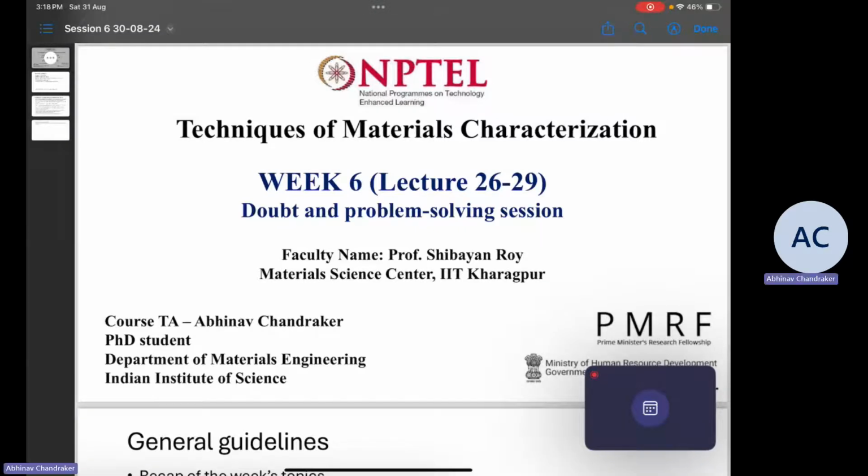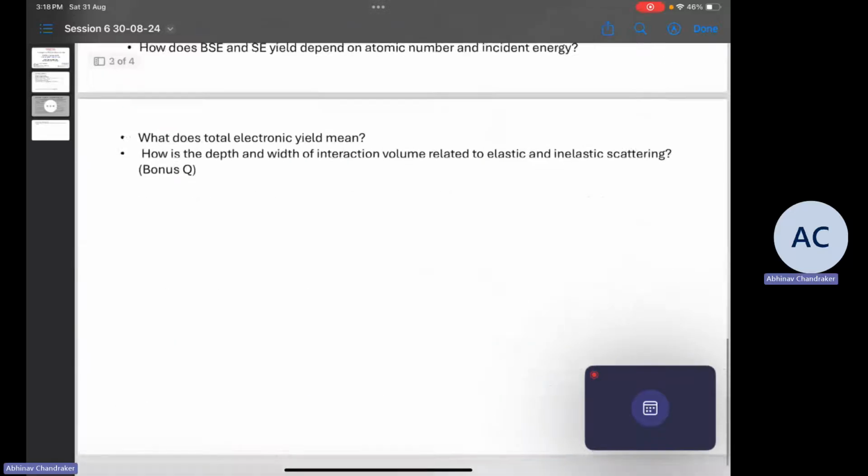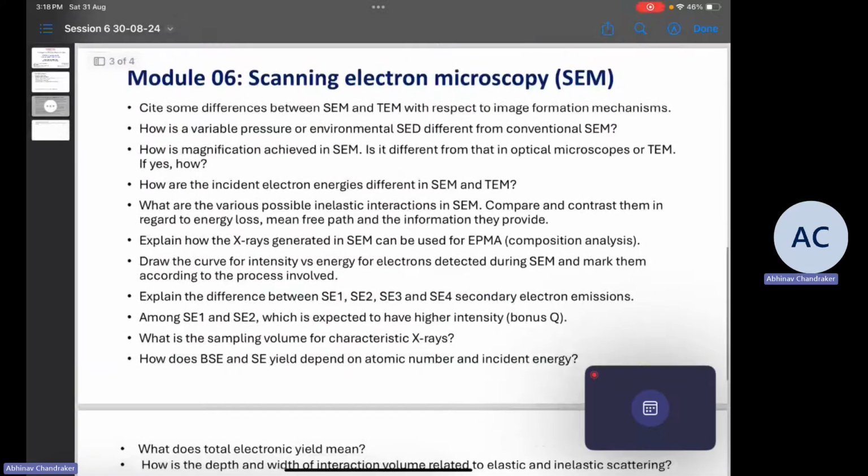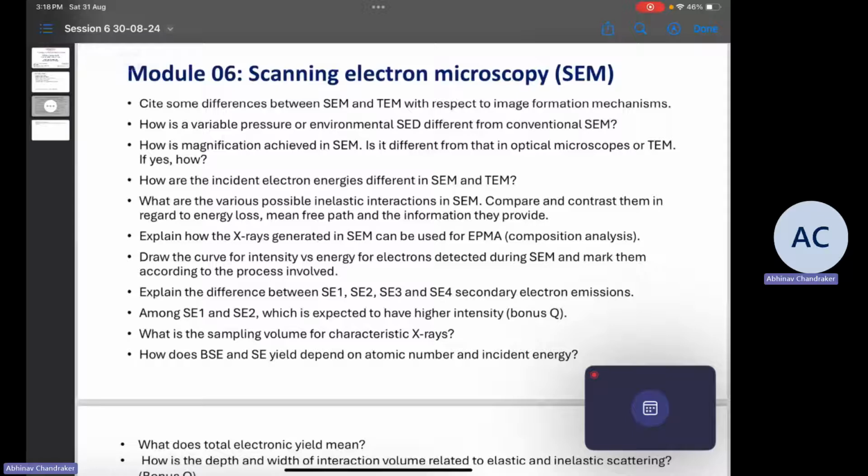Okay, so if nobody else is joining, we'll start in our usual format. Today we'll first recap the contents of week 6, which was on scanning electron microscopy. After that, in the last half an hour, we'll focus on the assignment. I have again prepared some questions pertaining to this week's content. You can try solving this after this doubt session.